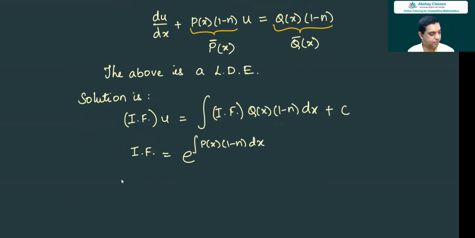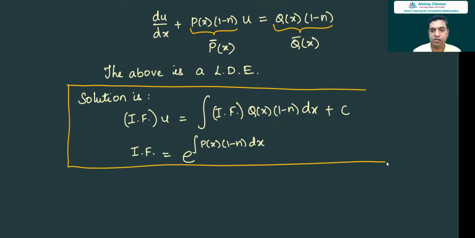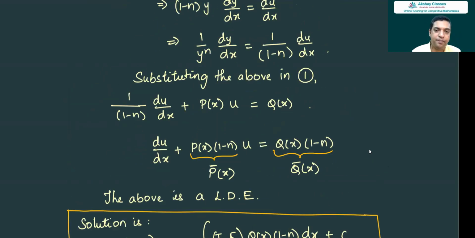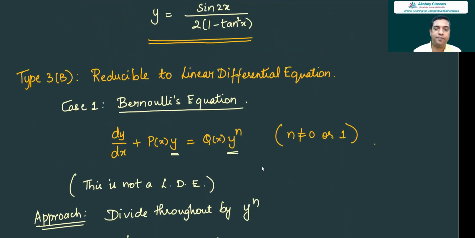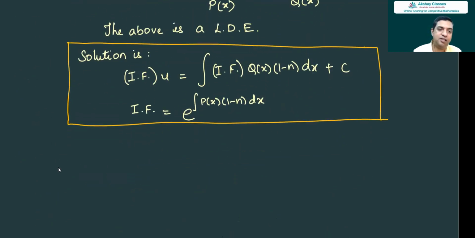So this is the solution. This particular form is called the Bernoulli's equation in differential equations. So when you get Q(x) into y power n. Now, another type of differential equation may be there.